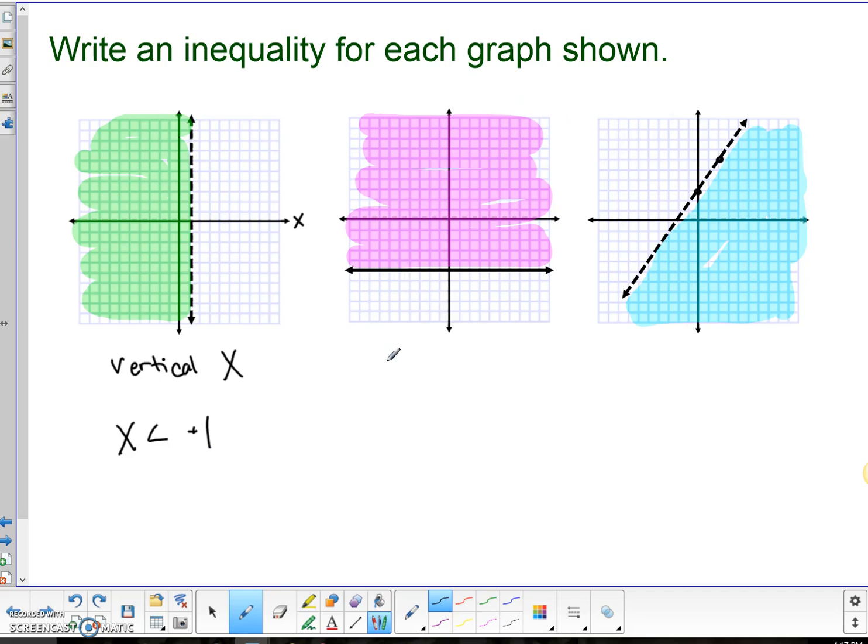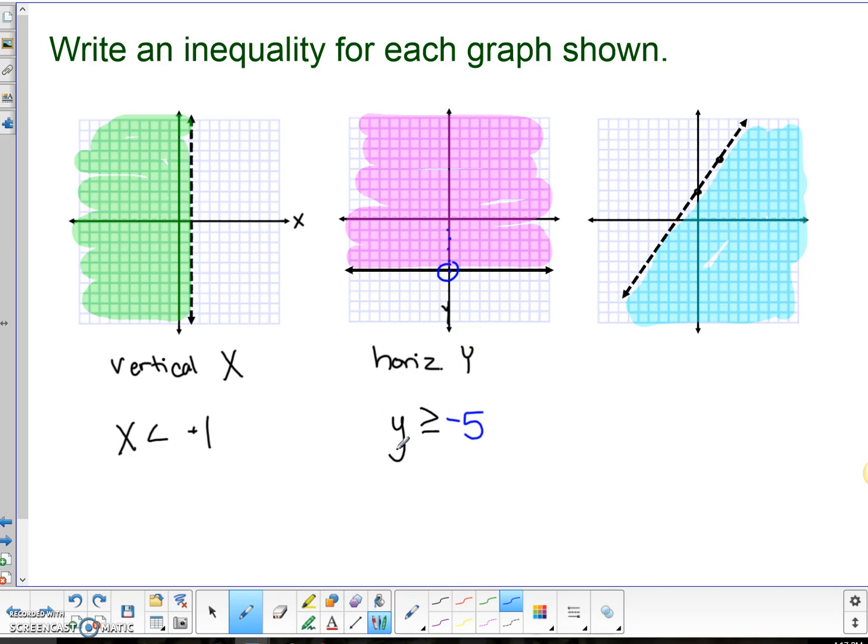The second one you can see has a horizontal line, and a horizontal line crosses the y-axis, so we know that this is just going to be y compared to some number. You can see it has a solid line, so we know that there's going to be an equal sign in there. And we can see that we shaded above, and these are bigger numbers, so we know we're doing a greater than. Y is greater than or equal to some number. And then all you have to do is see where you crossed. And this appears to be negative 1, 2, 3, 4, 5. Negative 5. So that is the inequality y is greater than or equal to negative 5.